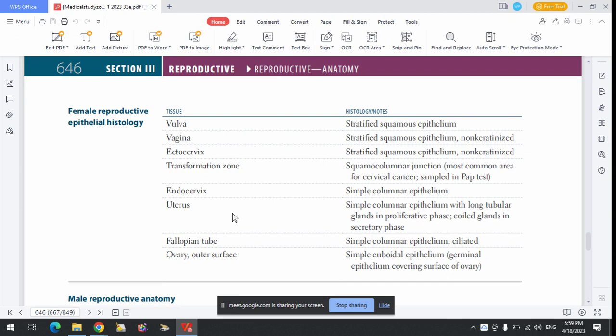So that is that. Then the last one is the ovaries. The ovaries are not simple columnar.